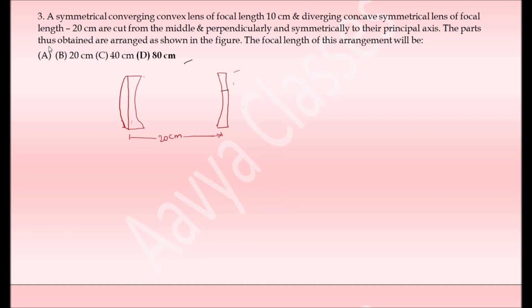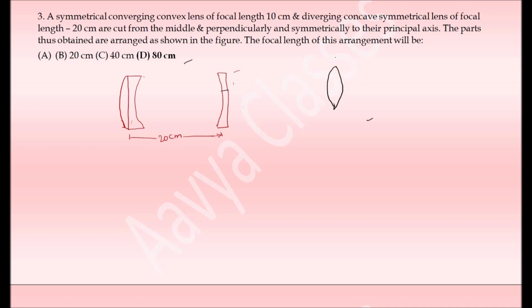The problem says a symmetrical converging convex lens of focal length 10 cm and a diverging concave symmetrical lens of focal length minus 20 cm are cut from the middle and perpendicularly and symmetrically to their principal axis. The parts thus obtained are arranged as shown in the figure. The focal length of this arrangement is?